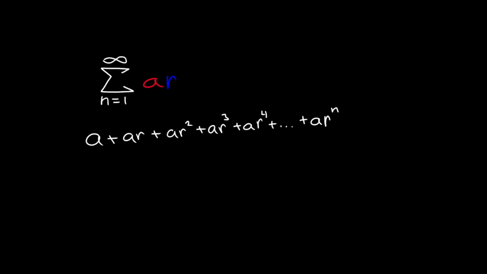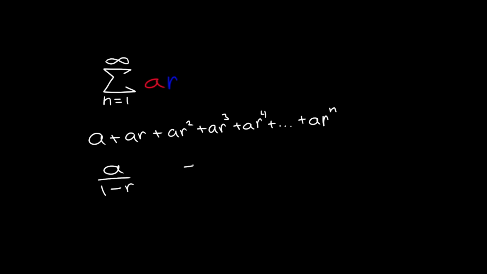Instead, we're going to have to use this formula, A divided by 1 minus R, when R is less than 1 and greater than -1. Only under this requirement can we find the sum and where the geometric series converges to. We could also write this as the absolute value of R is less than 1. Now, how do we find R? Well, R is just equal to the second term divided by the first term.